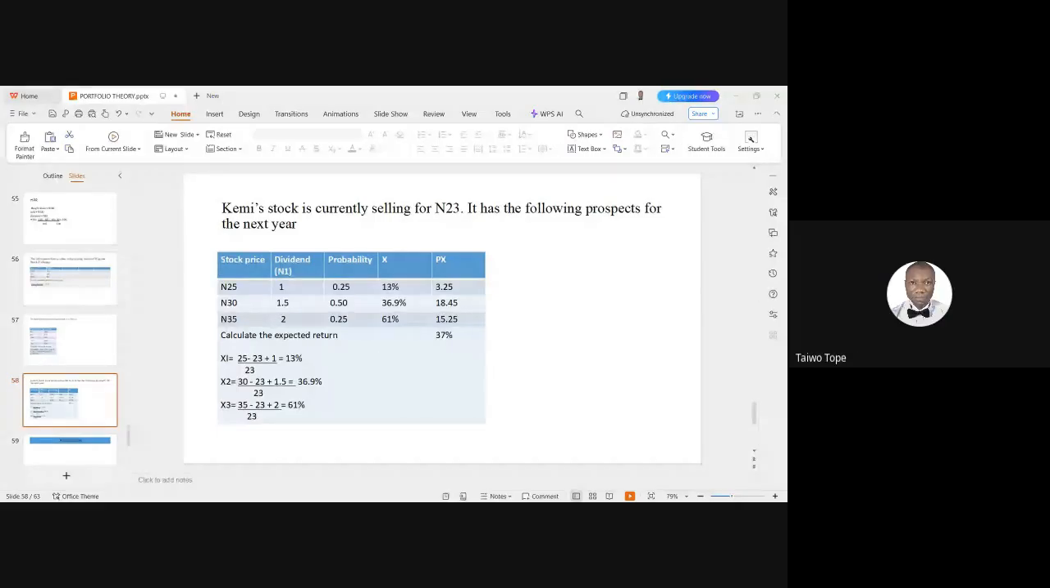Yes, what is the question? Sorry, sir. My question is that I'm trying to get this, and what I got is quite a difference. Probability 0.25 multiplied by 13%. Do you have 3.25? Okay. Yes. When you do it, you add everything, you should have 37%. Okay, sir. Thank you, sir.